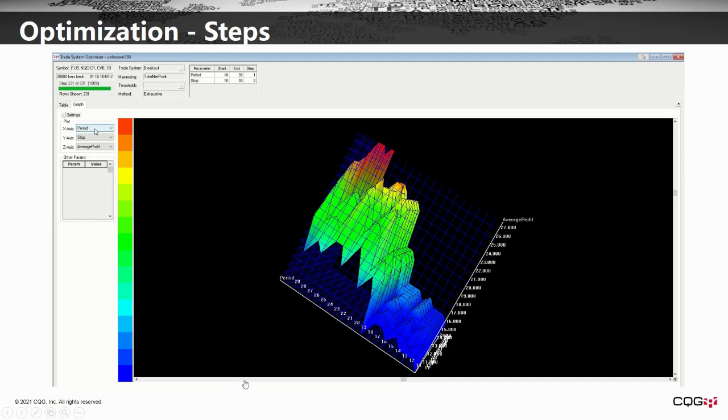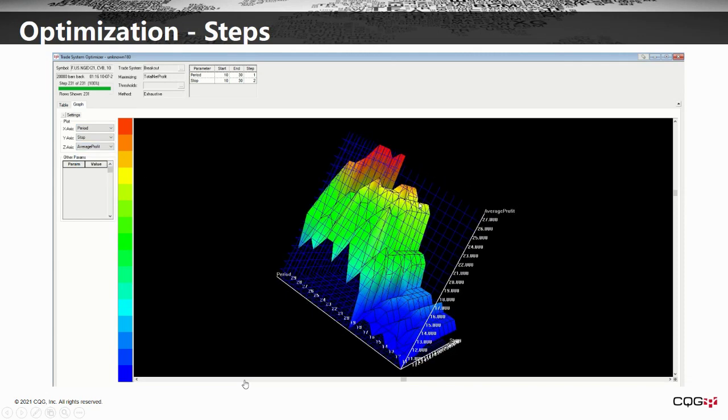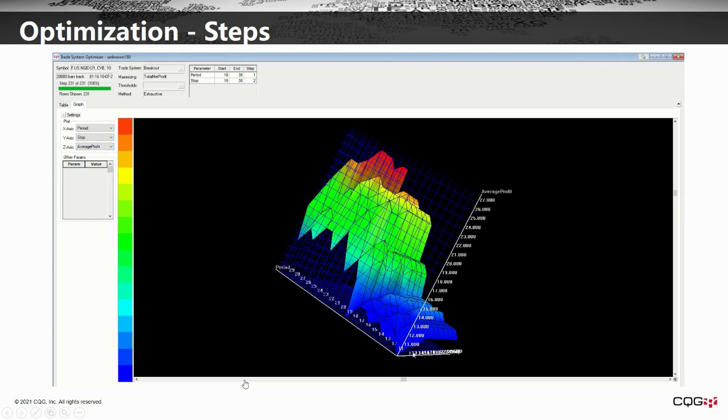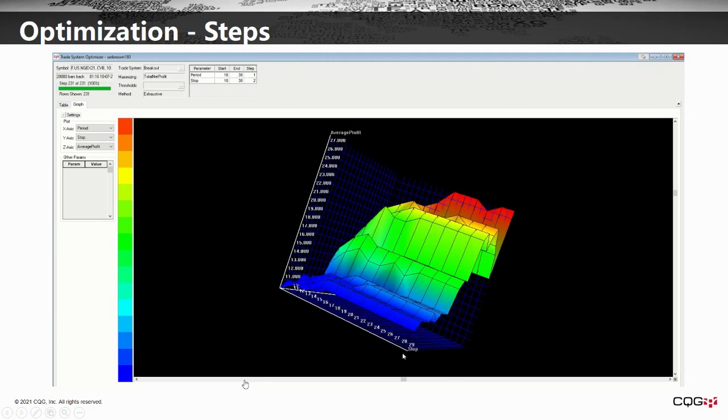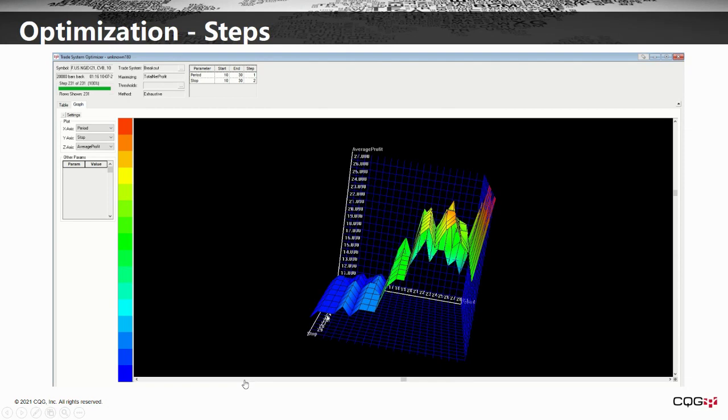The 3D graph shows the exact same data as the table, but it plots our two parameters, which are the stop and the period, against one of the statistics, and we're looking at the average profit here. The area in red shows the highest P&L, while the lowest is in blue. And we can see that the highest profit per trade is found by increasing both the period and the stop distance. But mostly we're interested in the smooth aspect of the results.